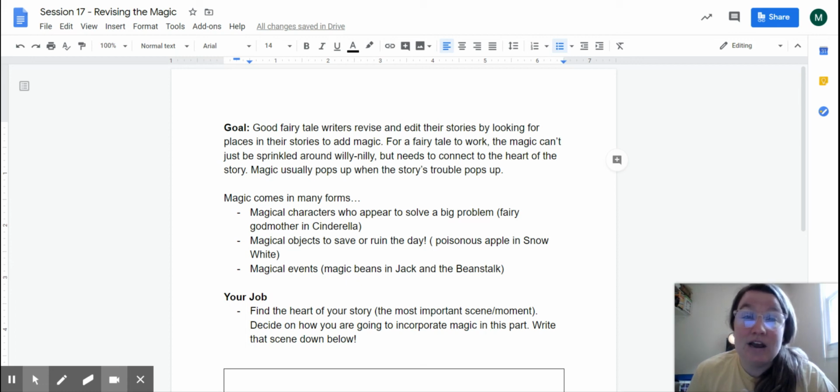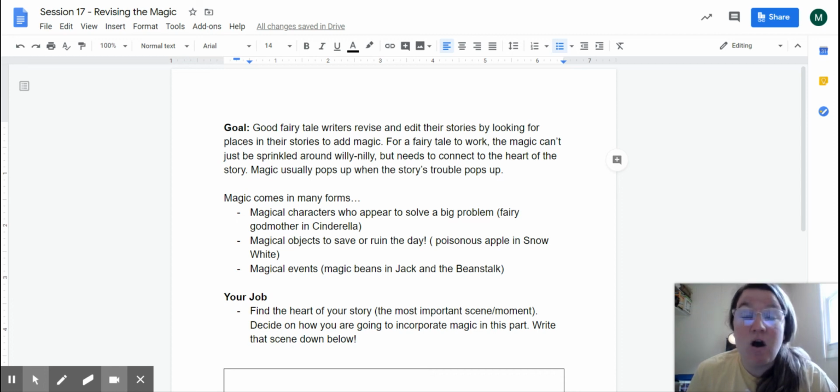A lot of writers use magic to solve the problem, but you don't have to. You can use magic to cause the problem or to make the problem get worse. That also might lead to having another magic which helps save the day, and the trouble is over.